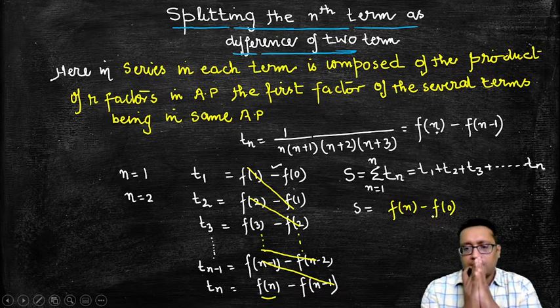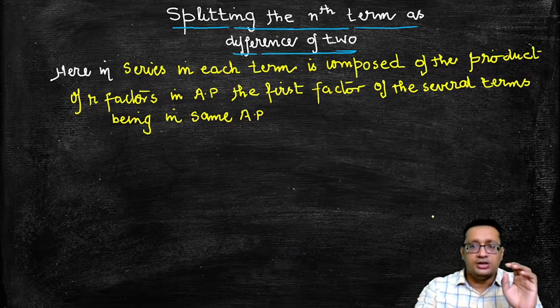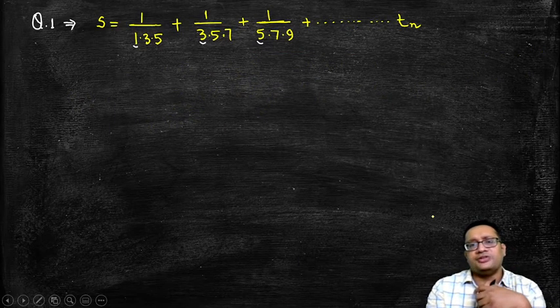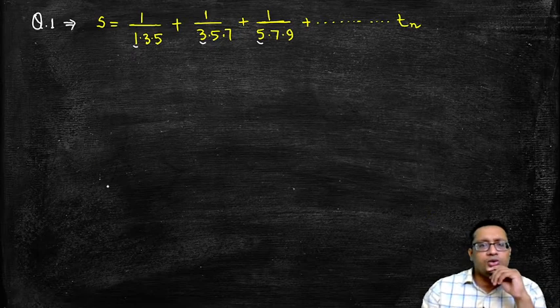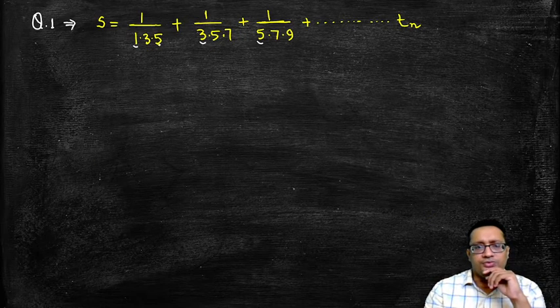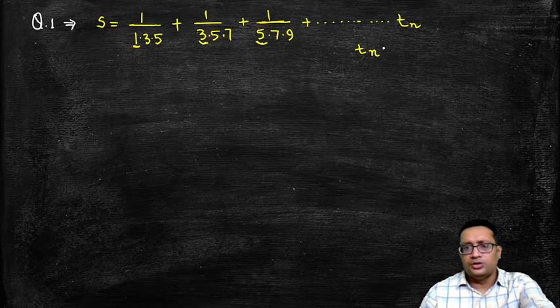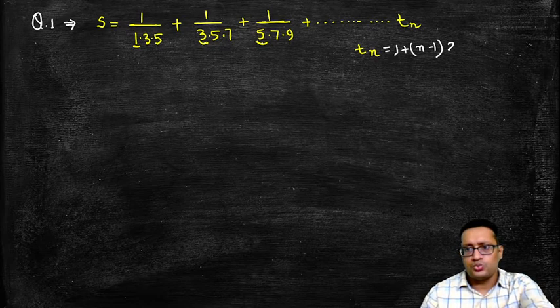So let's look at an example so that it becomes clearer. I am asking, what is the nth term of this series? You will say, okay, let me see, the series is 1·3·5, 1 upon 3·5·7. So it is a product of three factors, and the first factors are 1, 3 and 5. This is an AP, so I can write Tn as 1 plus (n minus 1) times the common difference 2.